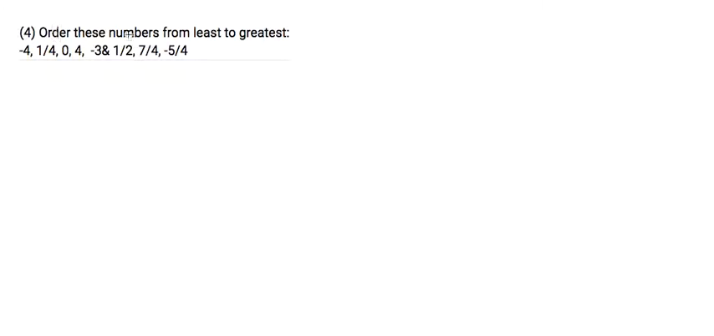So number 4, order these numbers from least to greatest. -4, 1/4, 0, 4, -3.5, 7/4, -5/4, and we're ordering from least to greatest. So remember, if we're ordering from least to greatest, we can kind of just put these on a number line, and that's just going to go from left to right.